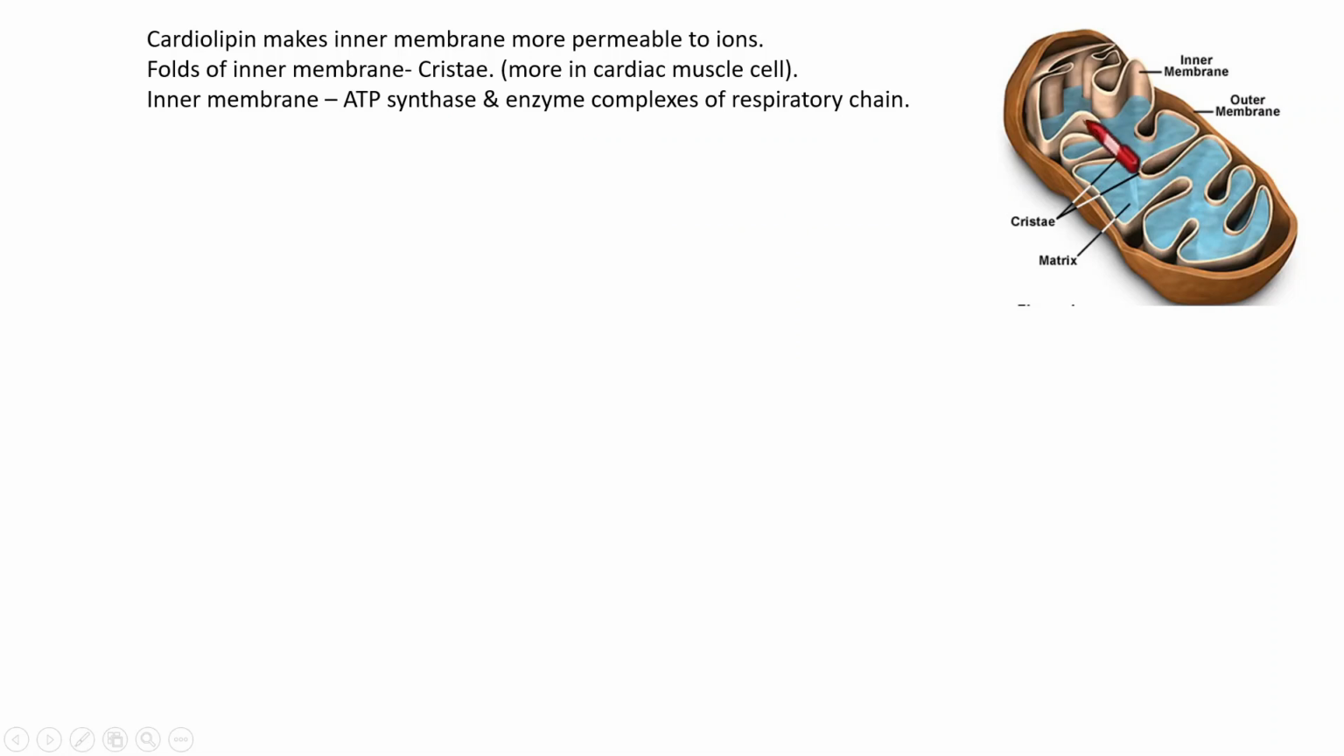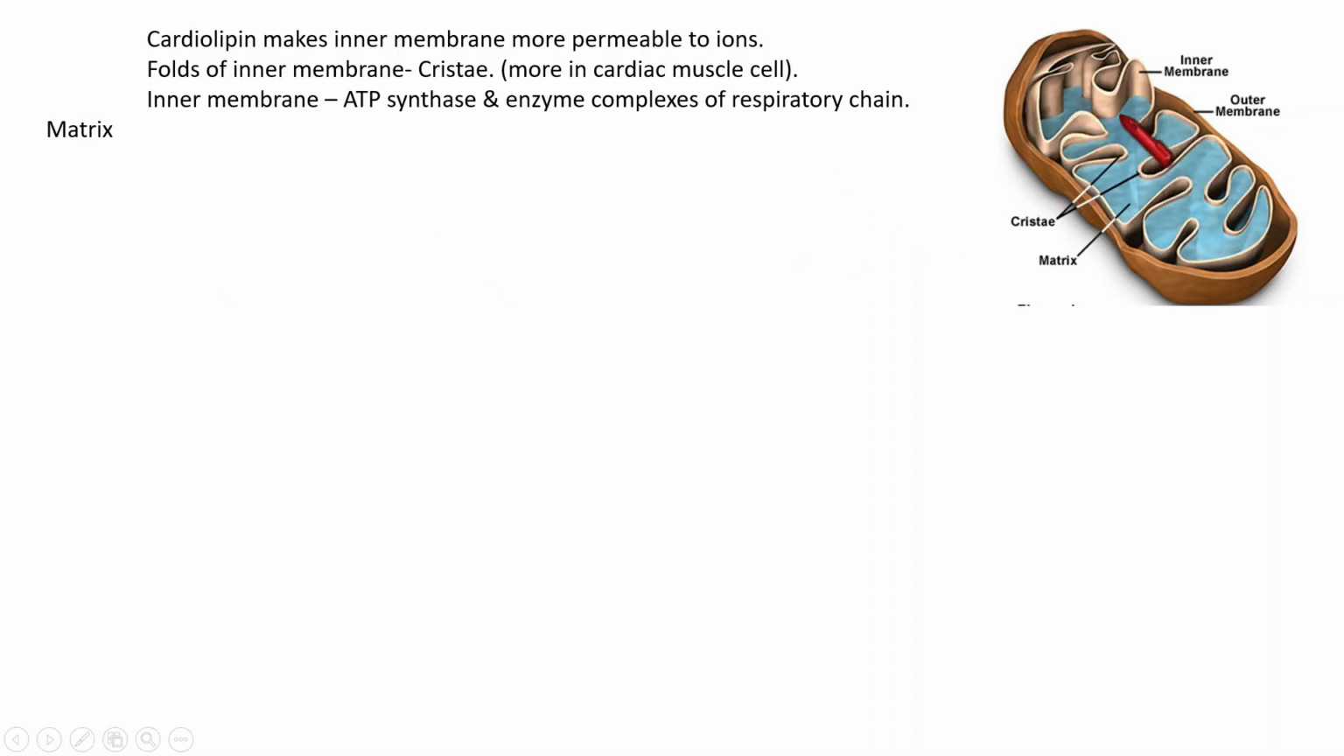Then the inner membrane. This inner membrane contains the ATP synthase and all the enzyme complexes that are involved in the respiratory chain. Respiratory chain means the process that ultimately leads to the generation of ATP. So all those things are located in the inner membrane. Don't forget, all these things are located in the inner membrane of the mitochondria.